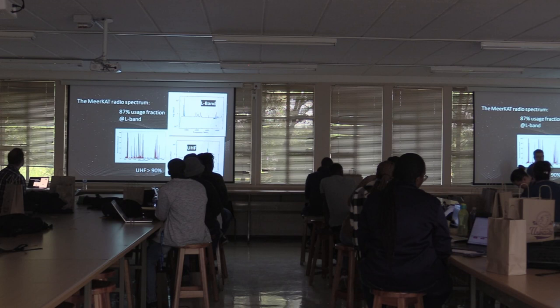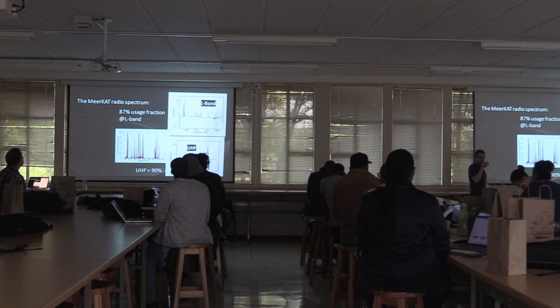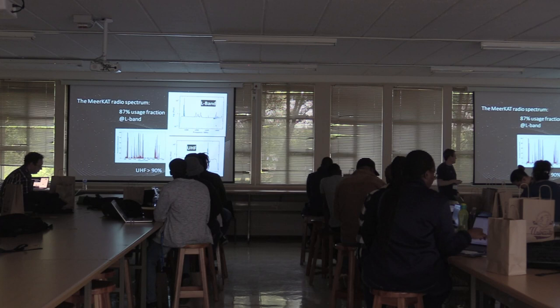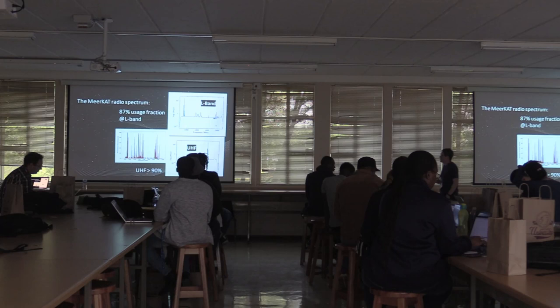But at UHF, it's really encouraging. So even if L-band gets nuked, it turns out that you can use about 90% of the data. So that's pretty good. Because the signal-to-noise ratio goes as the square root of your bandwidth. So if you're only using 10% of the bandwidth, you're only losing 5% of your signal-to-noise, you're laughing. Alright, so this is what the MeerKAT radio spectrum looks like.